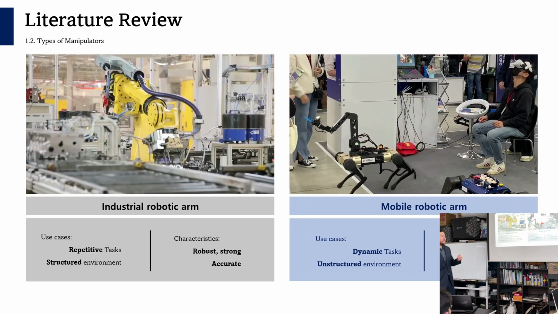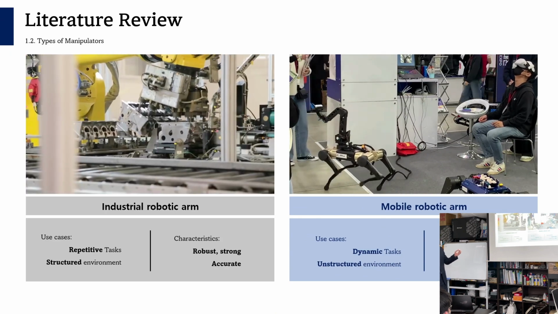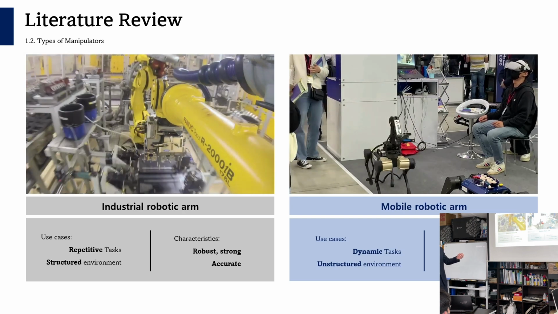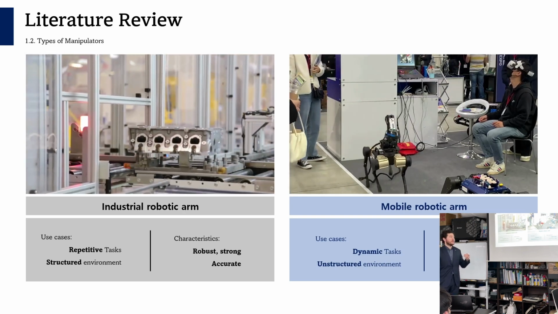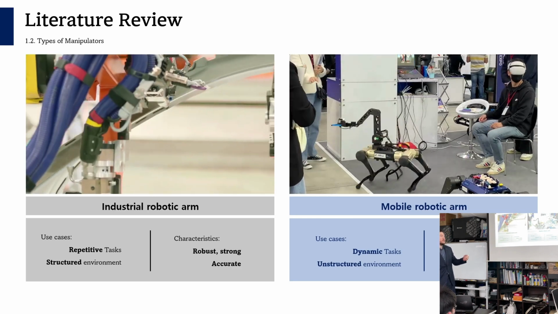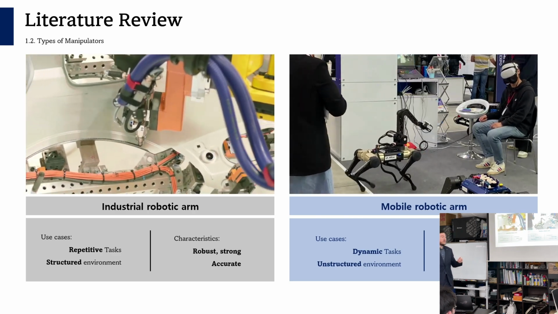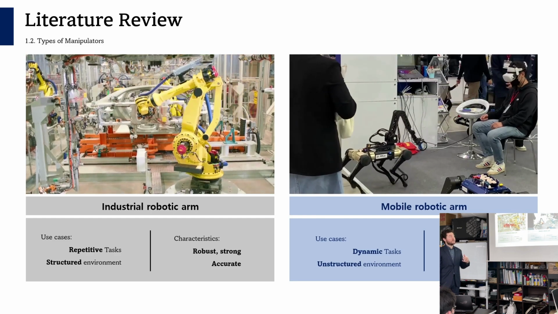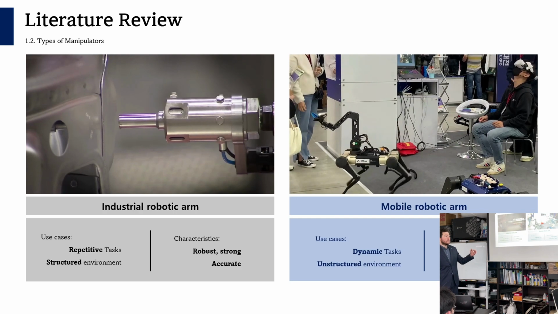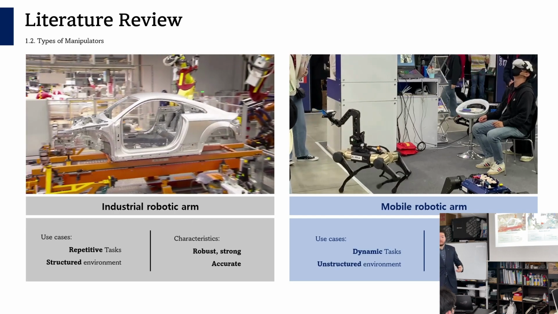There are distinct differences between industrial robotic arms and mobile robotic arms. Industrial robotic arms have to be robust, strong, and accurate for performing tasks. But mobile manipulator arms are, on the other hand, totally different. They have to be used in use cases of performing dynamic tasks in unstructured environments. Most of the time these manipulators and leg manipulators are going to be alongside a human. For this reason, they have to be collaborative and safe.